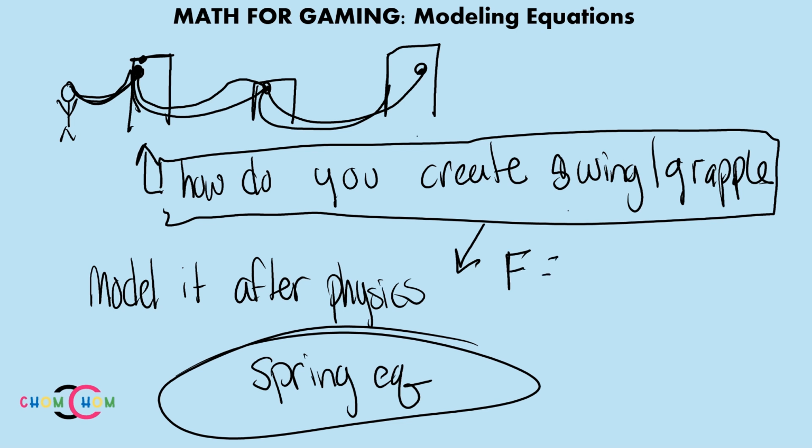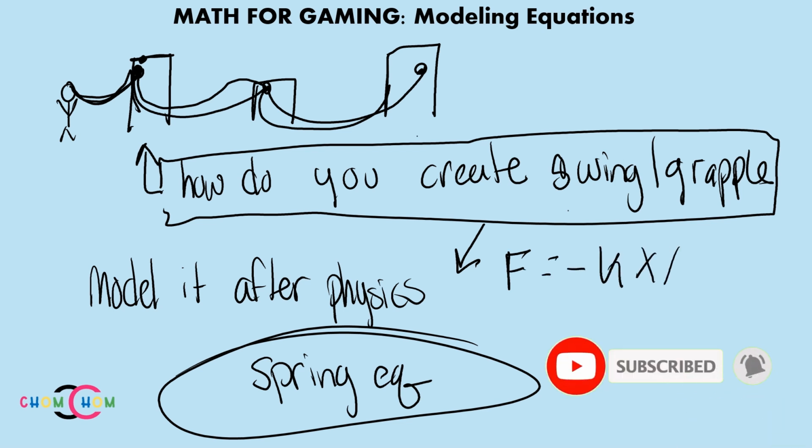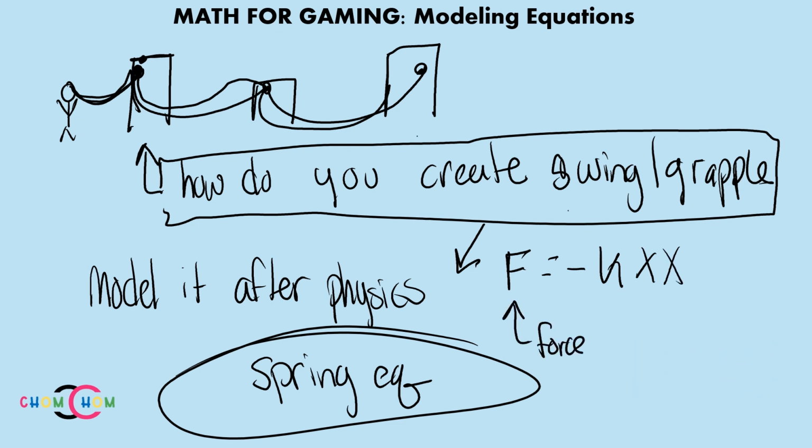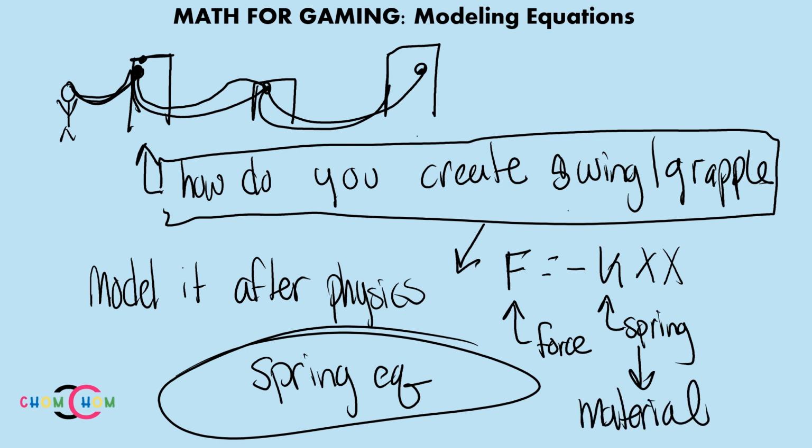The spring equation is F equals negative k times x. What this means is the amount of force, and k is our spring constant. A spring constant just tells you about the material of the spring, like how springy it is. And this is times x. X is the amount that we're extending or going down.